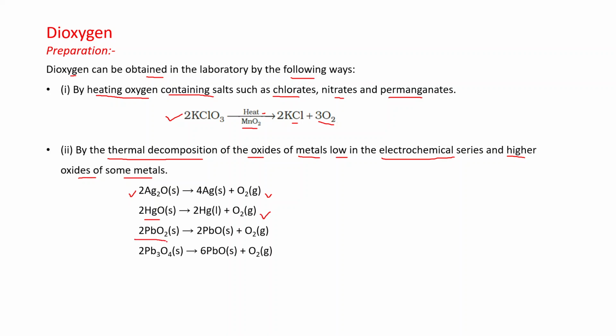Actually, lead forms two oxides, PbO in +2 oxidation state and PbO2 in +4 oxidation state. That's why when we heat this higher oxide of lead, it will give PbO and O2. At the same time, Pb3O4 is a mixed oxide of lead. It is the combination of 2 units of PbO and 1 unit of PbO2. When we heat it, the PbO2 will decompose to give oxygen. Clear, student?